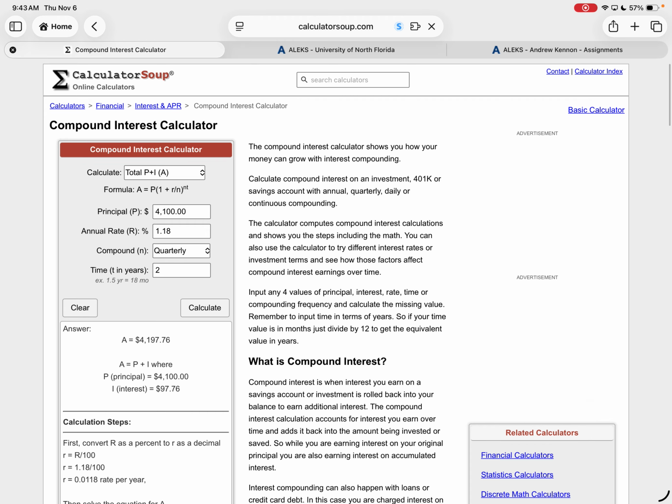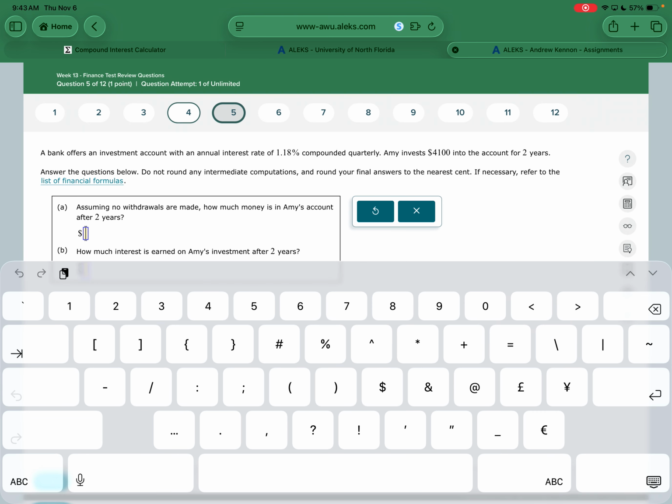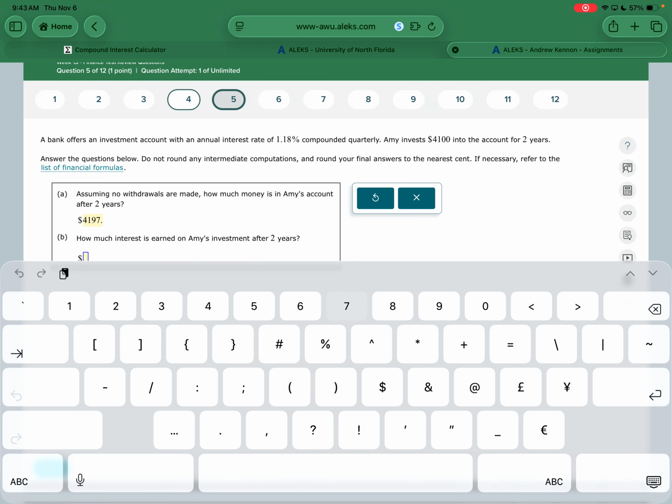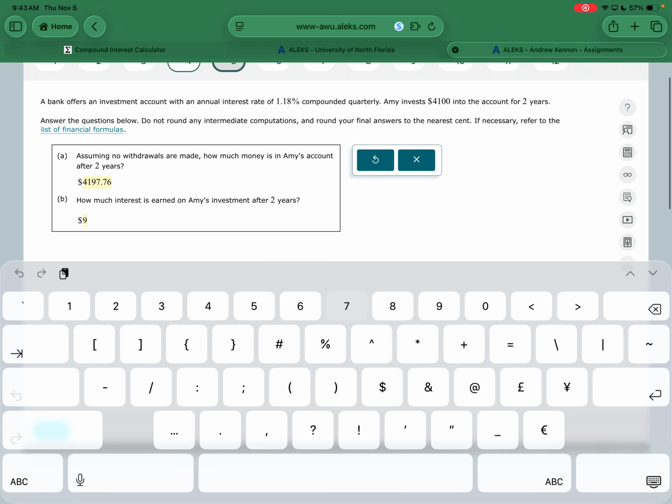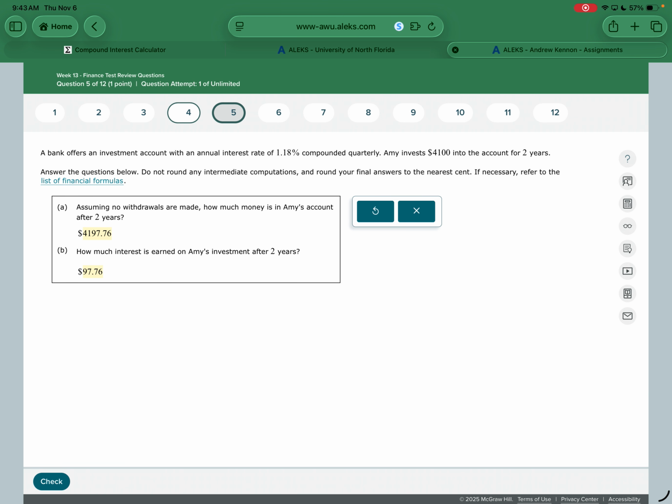97.76. So, assuming no withdrawals are made, how much interest is made? 97.76. The calculator actually tells you both of these numbers. If you had to find it, you just do part A minus 4,100. But use the calculator.